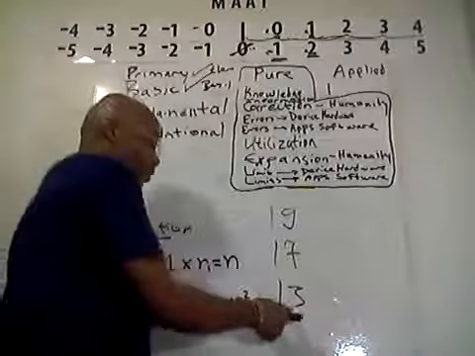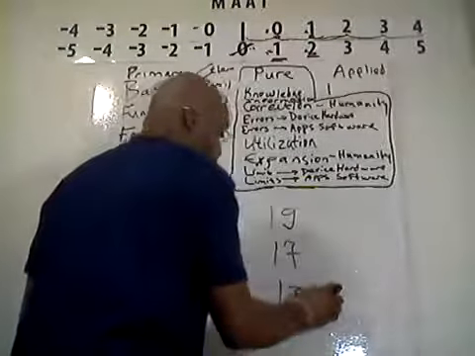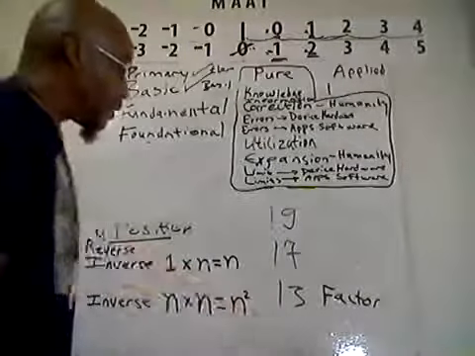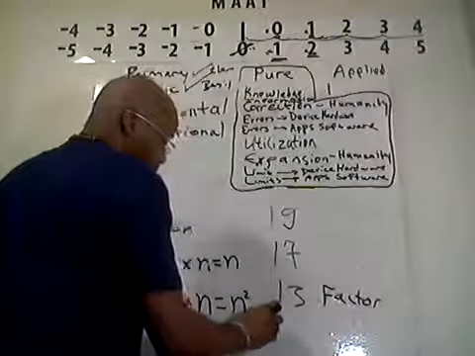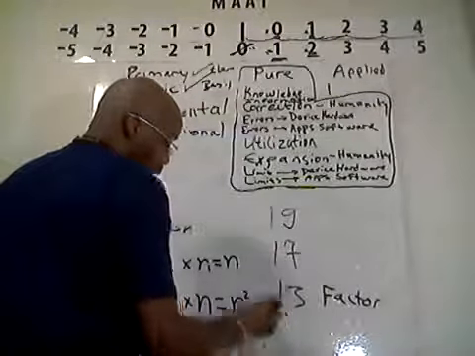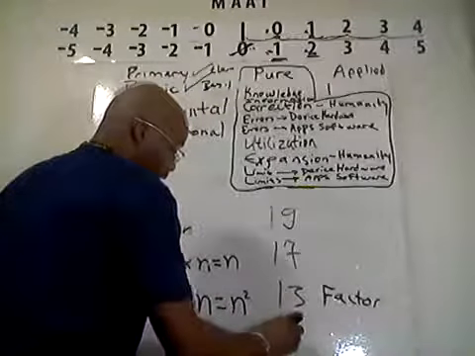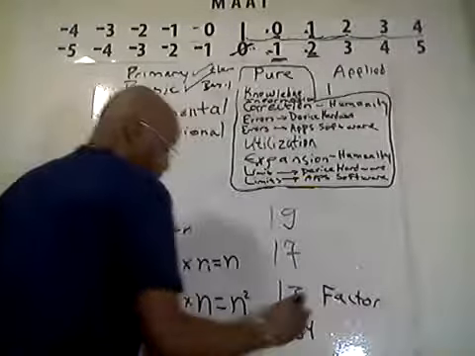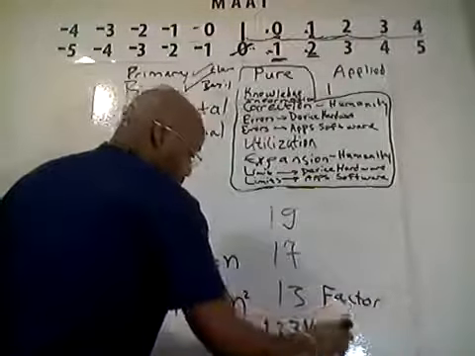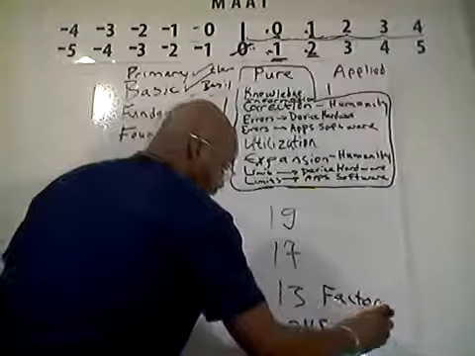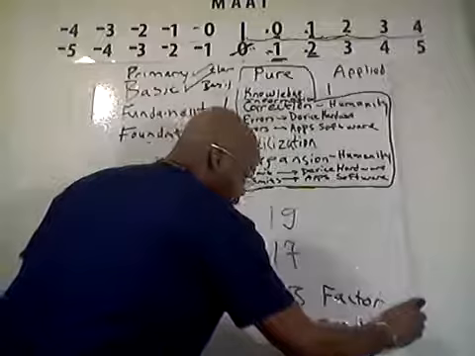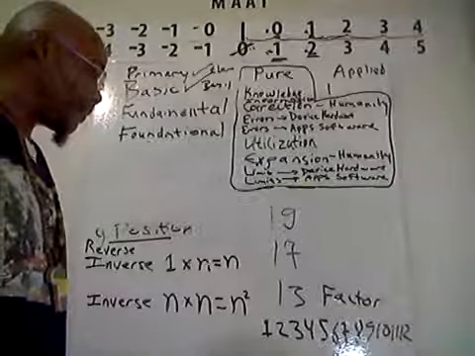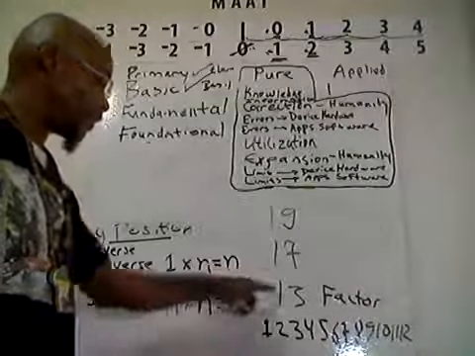The only way you know whether this number is prime or not is you have to factor that number. You have to go 1. Okay, I know 1, but 1 is not a prime. Then you go, is it divisible by 2? No. Is it divisible by 3? No. 4? No. 5? No. 6? No. 7? No. 8? No. 9? No. 10? No. 11? No. 12? No. Oh, it's not divisible by any number up to 13. Then I know it's prime. That's basically what you have to do.